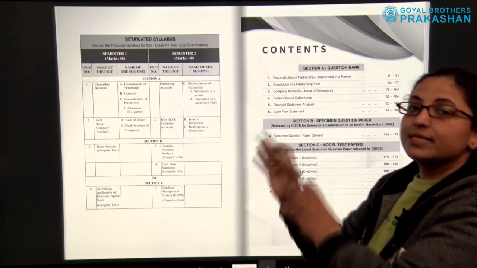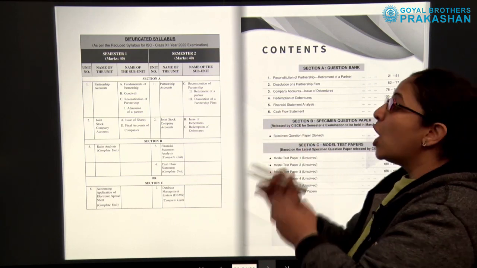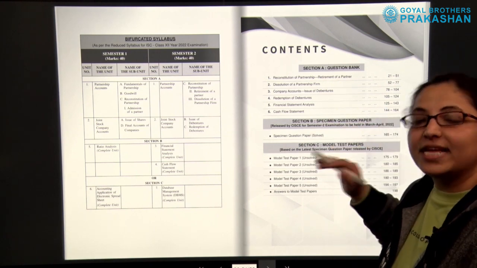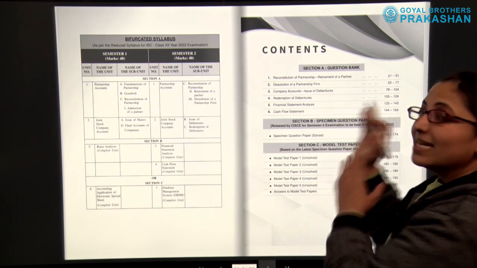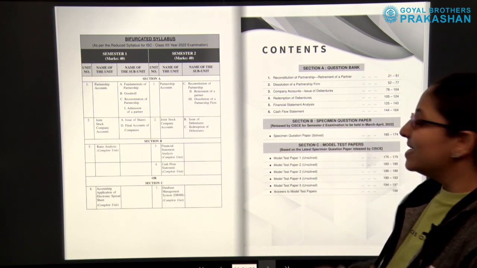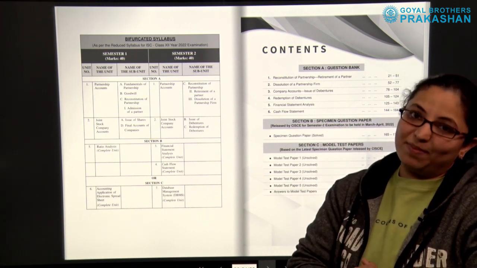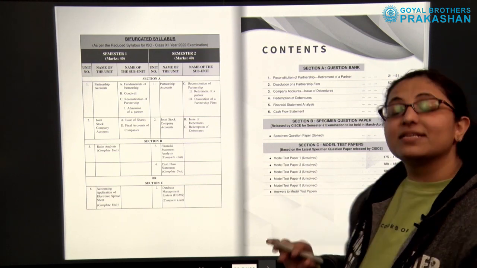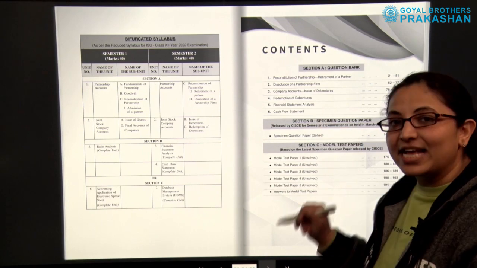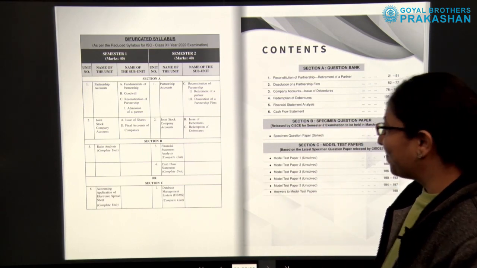After the reduced and bifurcated syllabus, we have the contents. You see, we have different sections in the contents. Section A is the question bank, section B is the specimen question paper, and section C is the model test paper. Now these model test papers are unsolved, for the practice of the students. Let us see each section individually.